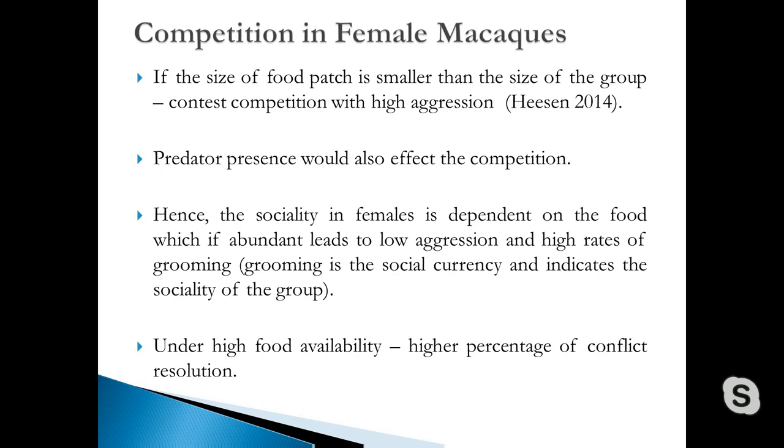So the sociality of females is dependent on food, which if abundant leads to low aggression and high rates of grooming, and grooming is also known as social currency, and it indicates the sociality of females. Under high food availability, there is a higher percentage of conflict resolution.